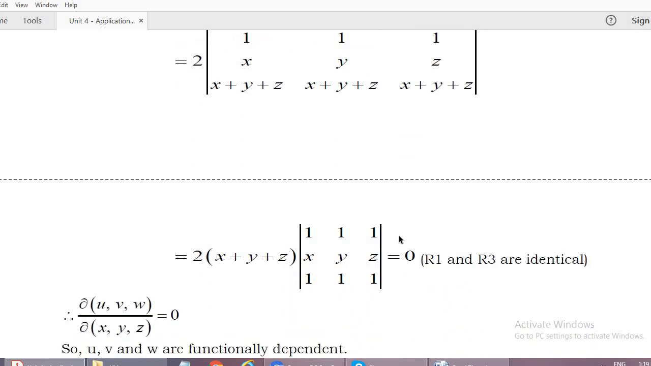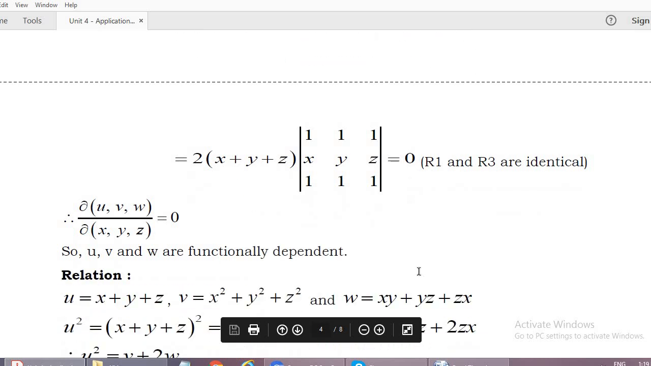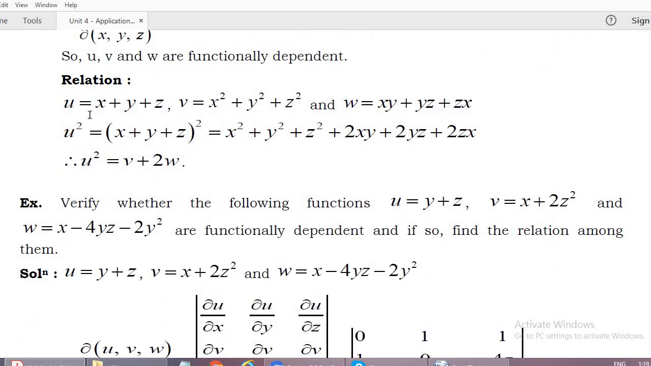In the next step, we are taking x plus y plus z outside, 2 into x plus y plus z, and the determinant with rows 1 1 1, x y z, 1 1 1. And we know that if any two rows or columns of a determinant are identical, then the value of the determinant is 0. So here third and first rows are identical, so the value of the determinant is 0, and the Jacobian of u, v, w with respect to x, y, and z is equal to 0. So u, v, and w are functionally dependent.